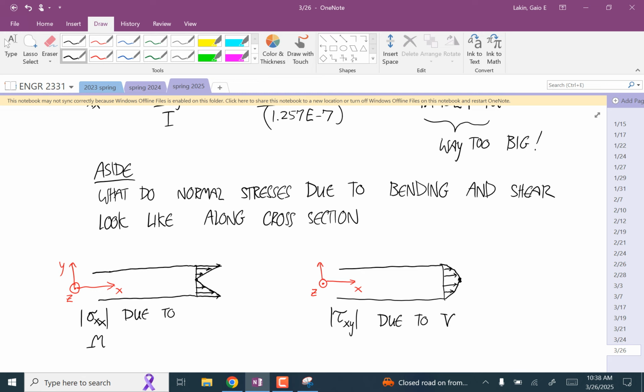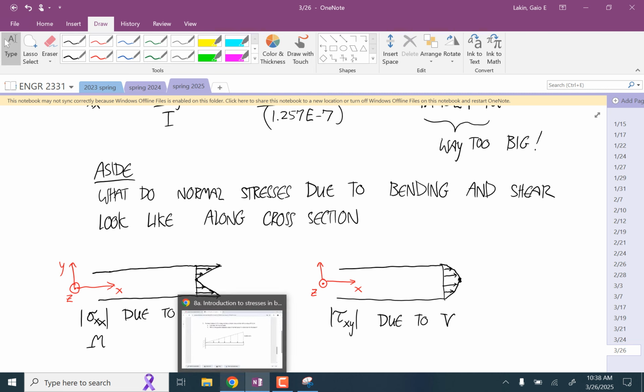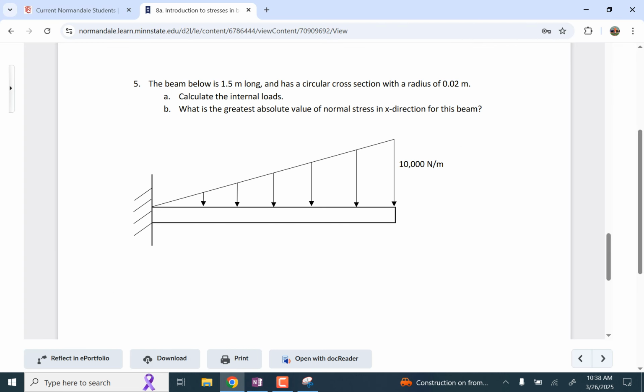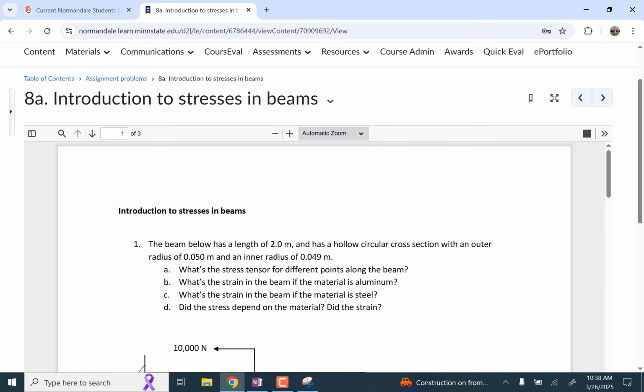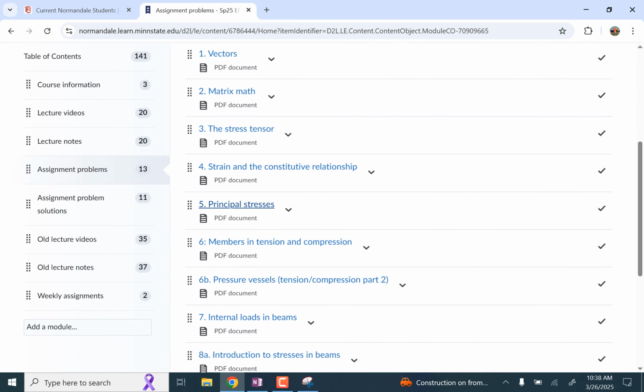Where are we at? Do we have time for another one? Let's do another one. And then I also assigned number 1, I think, in the next set.